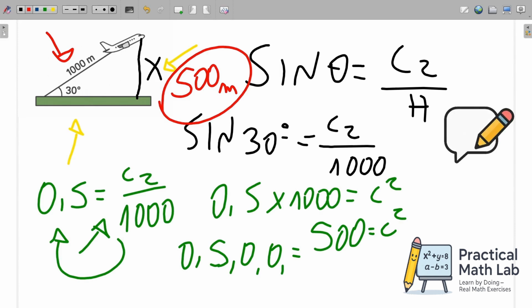We found it quickly by applying the sine formula, which is equal to the opposite side over the hypotenuse.